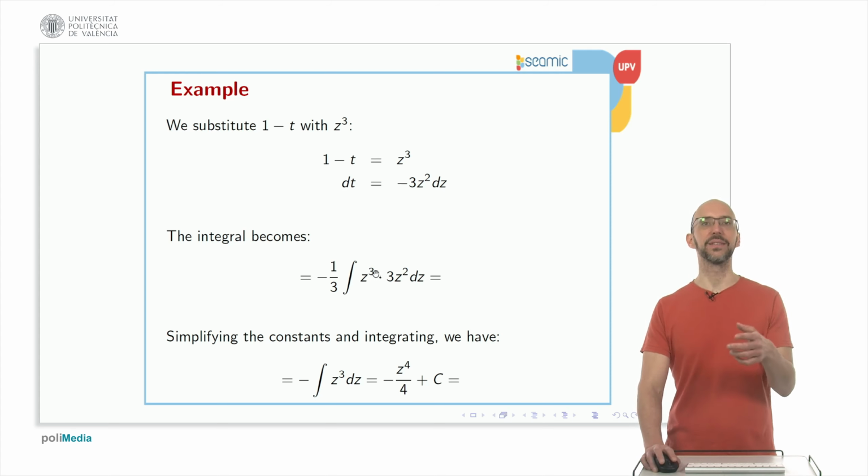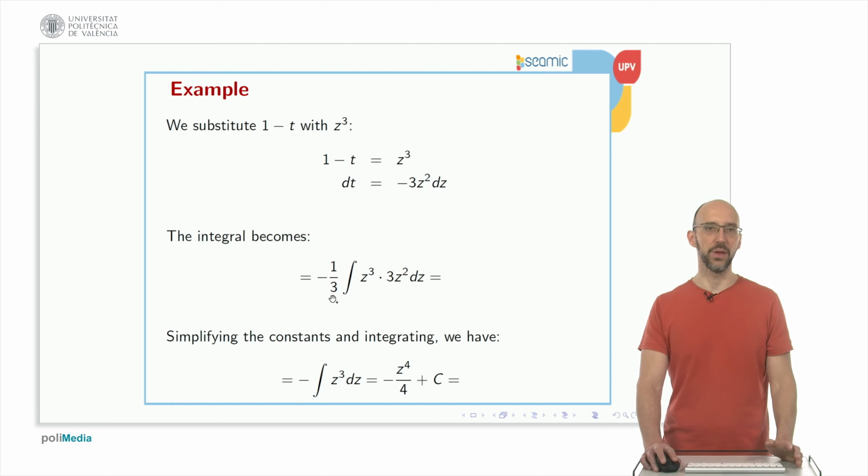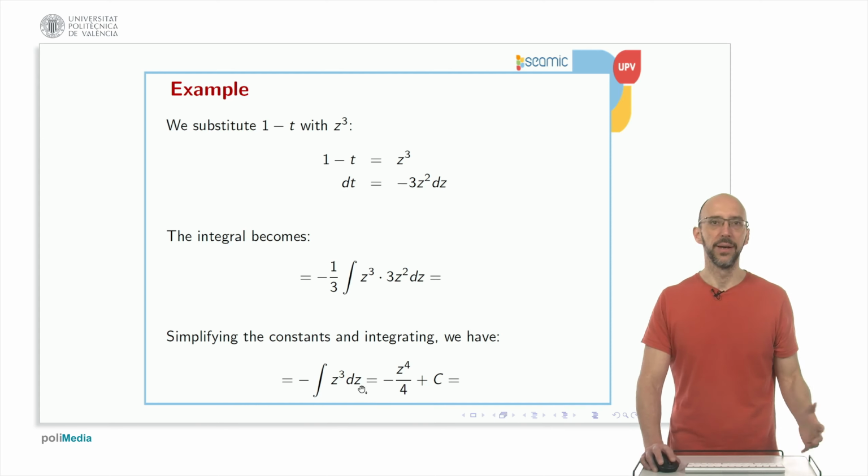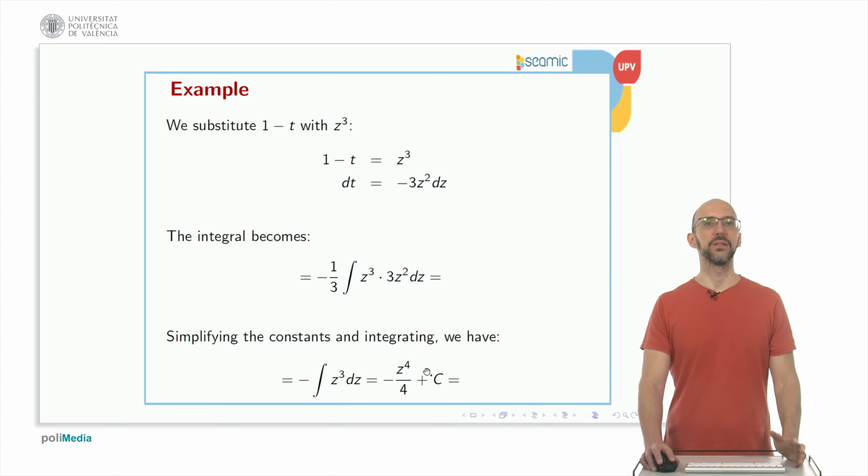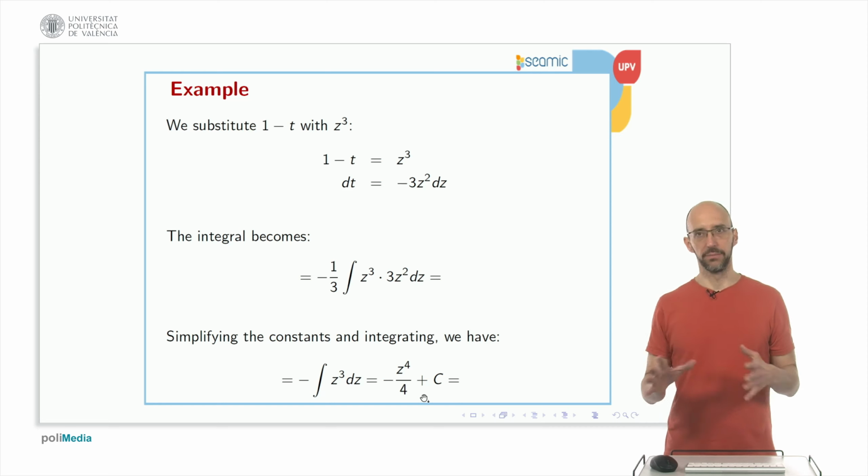So I obtain c times 3 times c squared. c squared times c is c cube. This 3 goes outside, simplifies with the other 3, and the final integral is a piece of cake. It's a polynomial. Integrating this is nothing. The integral of c cube is c to the 4th power divided by 4, and we are done.